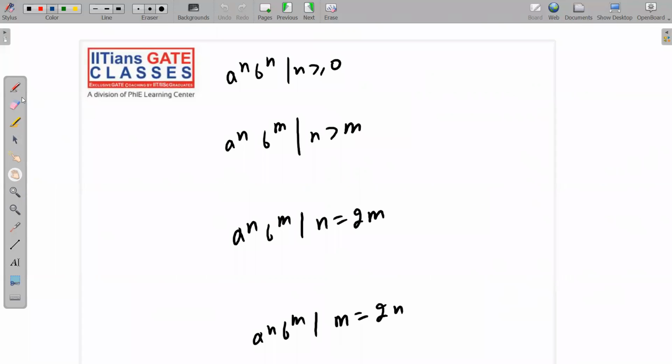Yes. So now see here, we have different questions, and we want to check whether these are DCFLs or not. See here carefully. A power n, B power n, n greater than or equal to 0. Obviously, this will be DCFL. Why will it be DCFL? Because there is no confusion between push and pop. All the A's will be pushed, and whenever B comes, then we will do popping. That's it. So it will be DCFL.